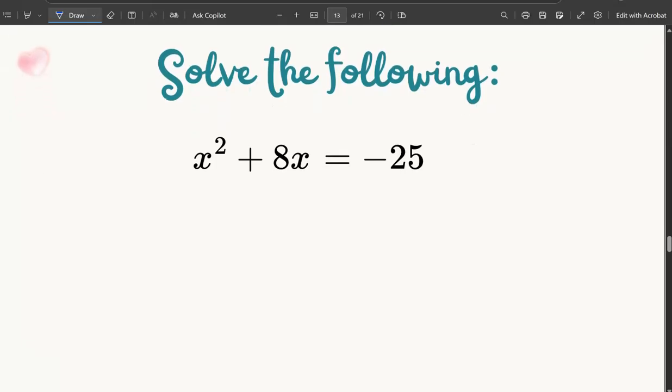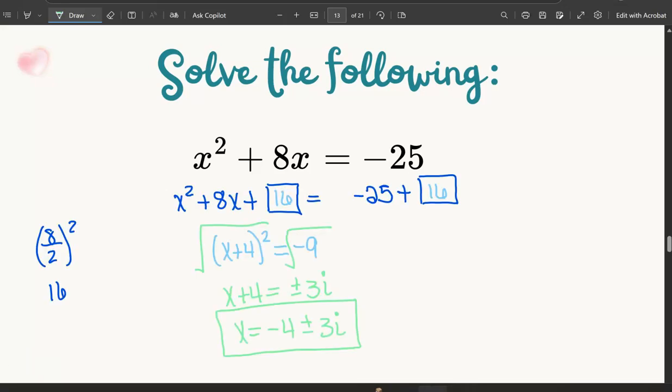Okay, I want you to pause the video and you try to do this one on your own and then come back and check your answer. And so you can see that we get x is equal to negative 4 plus or minus 3i. When I found what goes inside the box, I took half of 8, which is 4, and 4 squared is 16, and that's where our 4 comes from.